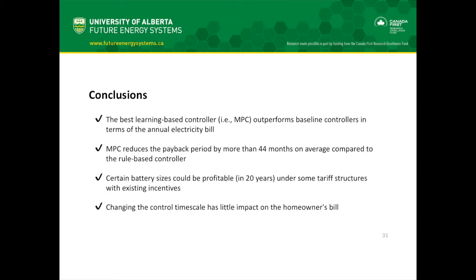Finally, we can say that we have evaluated different control policies and found that MPC outperforms other ones, and also MPC reduces the payback period compared with the RBC, or rule-based controller, by 44 months. And also some certain battery sizes could be profitable, and control time scale may not be very important for finding the control actions. Yeah, thank you.